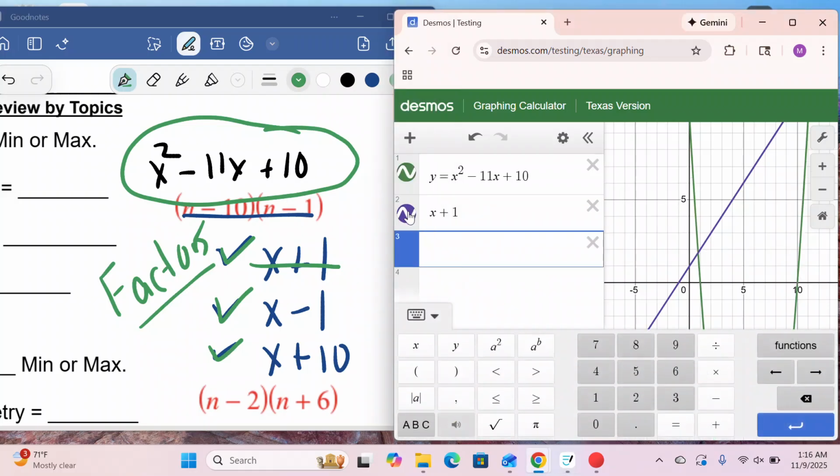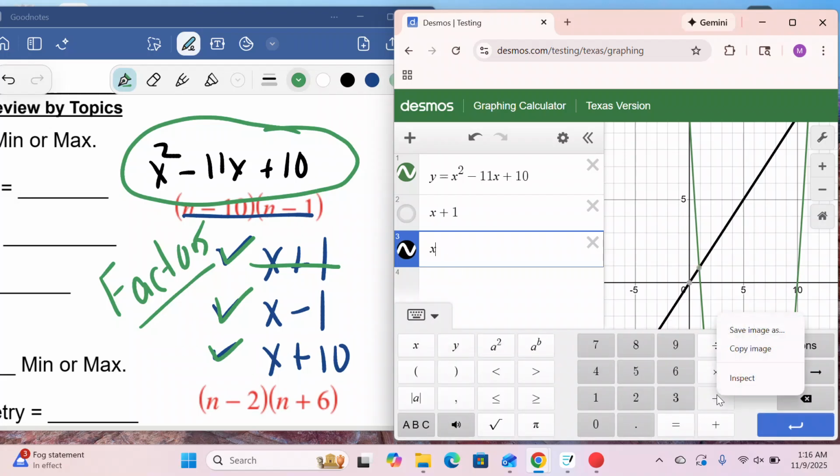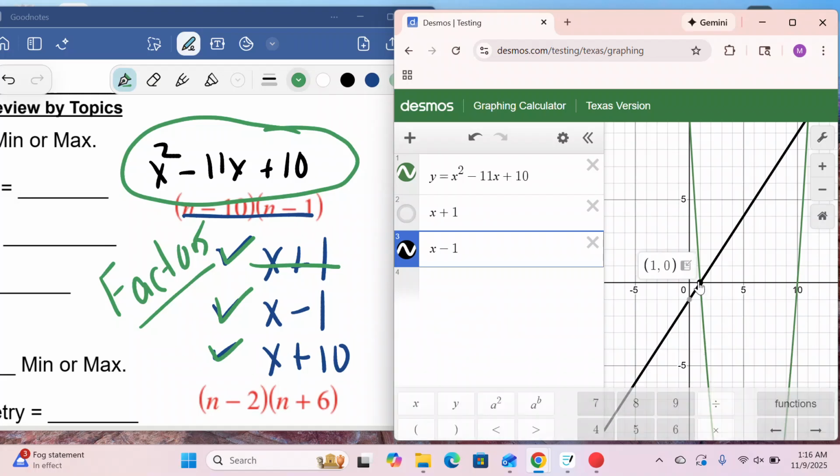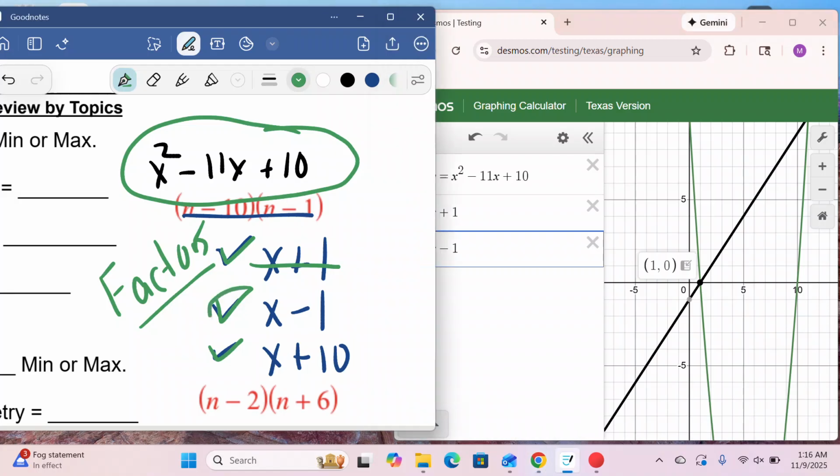Well, then let me take this away. I'm going to input the second one, and I'm going to say, is my second one, x minus 1, a factor of this quadratic? So I'm going to go ahead and input x minus 1. Does that linear line pass through one of my x-intercepts? And it does. So yes, this is a factor.